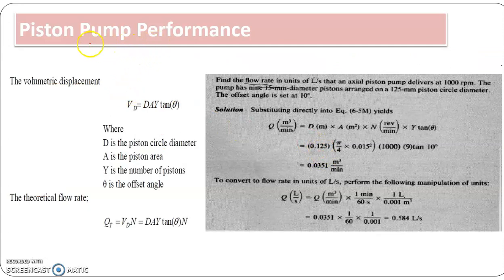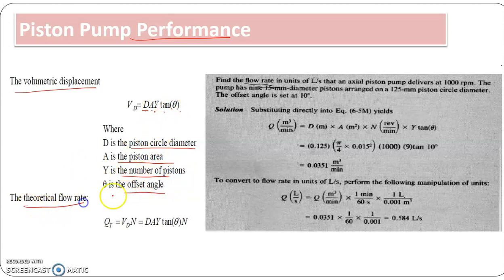So we proceed to the piston pump performance. The formula for the volumetric displacement for the piston pump is Vd = D times A times Y times tan theta. D is the piston circle diameter, A is the piston area, Y is the number of pistons, and theta is the offset angle.